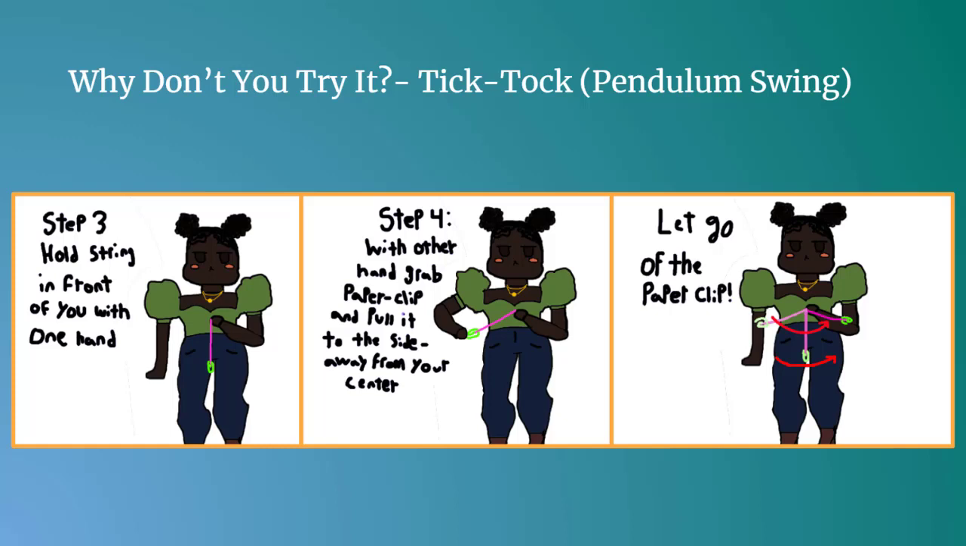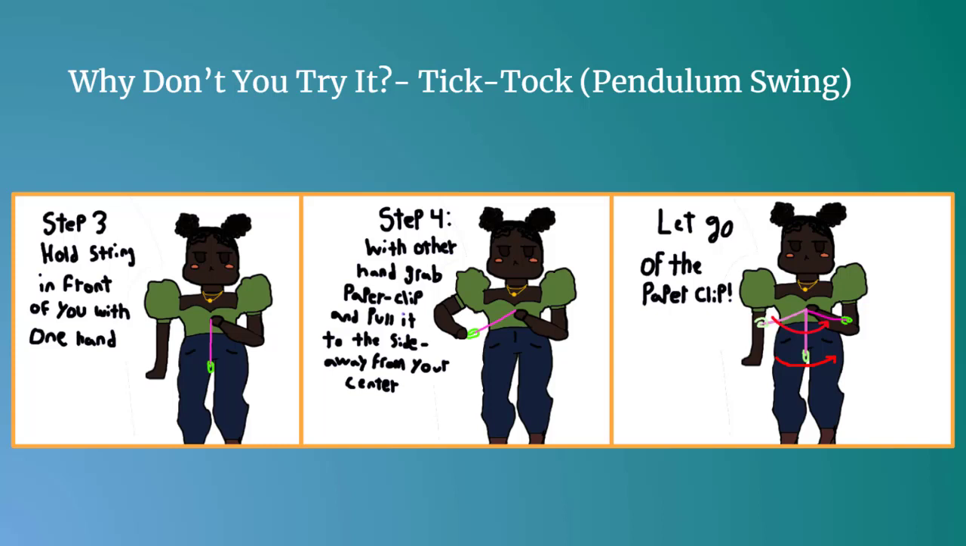Now look at image 3. Grab the string end with one hand and hold it in front of you. Next, with your empty hand, grab the paper clip and pull it to your side while keeping the hand that is holding the string still, which can be seen in image 4. Finally, let go of the paper clip.